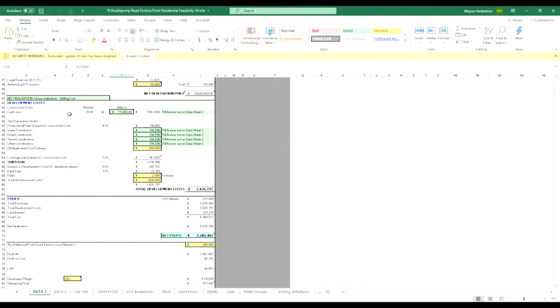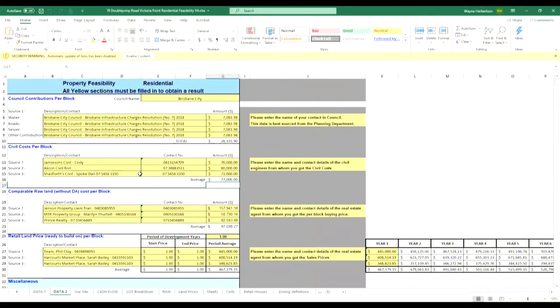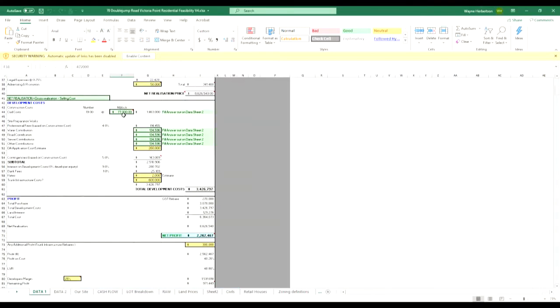And the way we do this is we've looked at how many allotments we can make. Then we look at the cost per allotment, and these particular prices here, I've got a few different people that we've got prices from. And these are the civil costs per block. We've got Jamison's, we've got Akron, and we've got Chadfirst. And they've told us between those three, it averages out at $77,000 per allotment to do the civil costs on this particular block. So if you look at that cost for the civils, it's 1.463 million on this particular allotment.